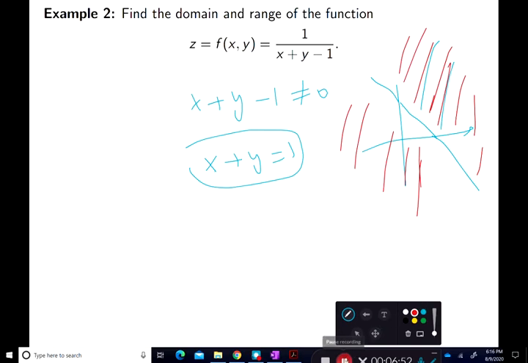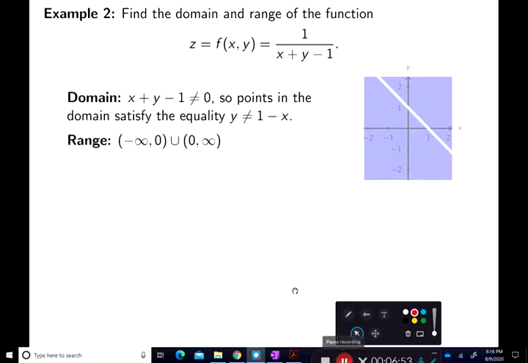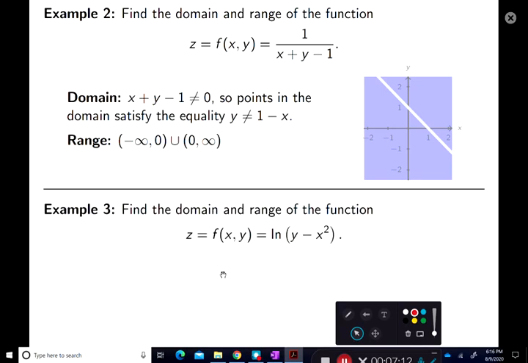to infinity, not included. So again, this is a better picture because you can see that the line x plus y equal to 1 has been removed, and everything else is the domain. And the range, as we spoke, is negative infinity to 0 and 0 to infinity.